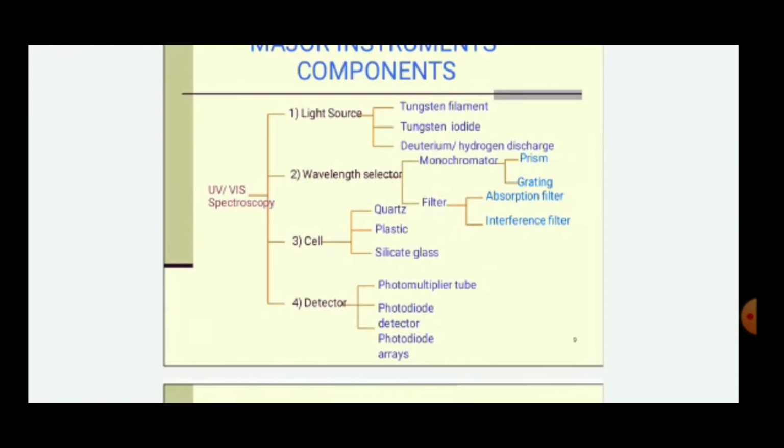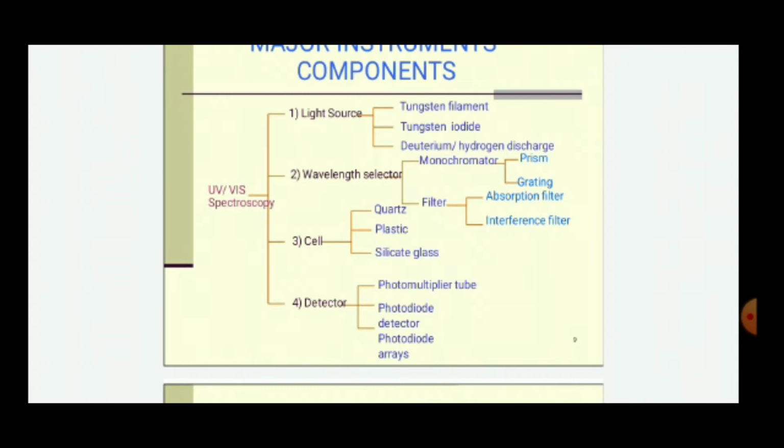Since we are going to see the working of UV visible spectrophotometer, we will stress on its components. The first component is the light source. There are three types of light source that can be utilized in UV visible: tungsten filament, tungsten iodide and deuterium or D2 lamp. The most widely used light source is the D2 lamp.